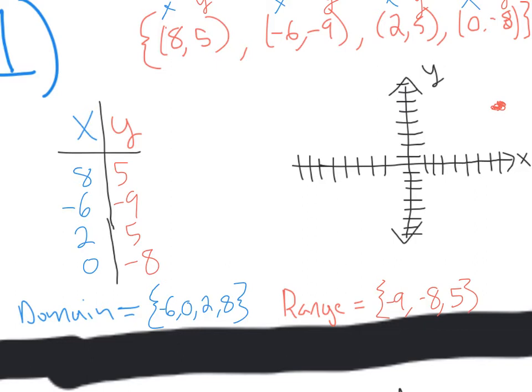Okay, next point is negative 6, negative 9. Go to the left 6, 1, 2, 3, 4, 5, 6, then go down 9, 1, 2, 3, 4, 5, 6, 7, 8, 9. So something like this.